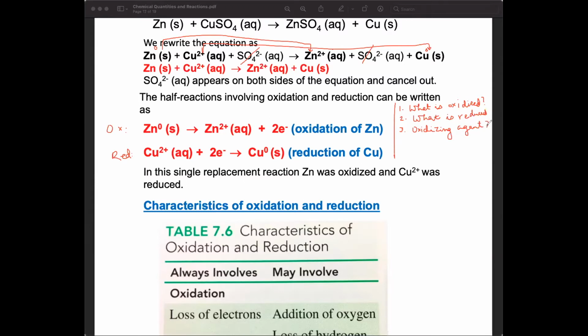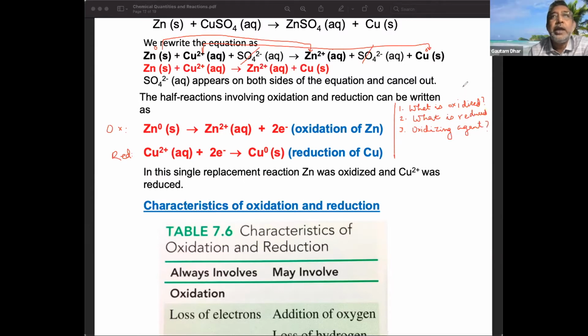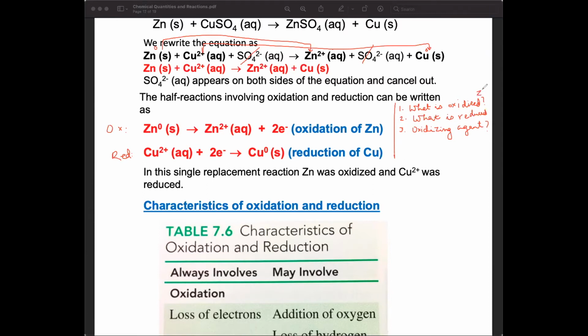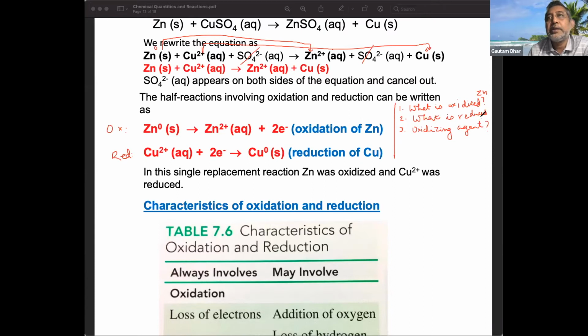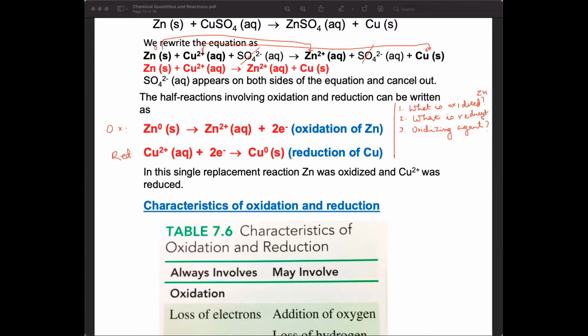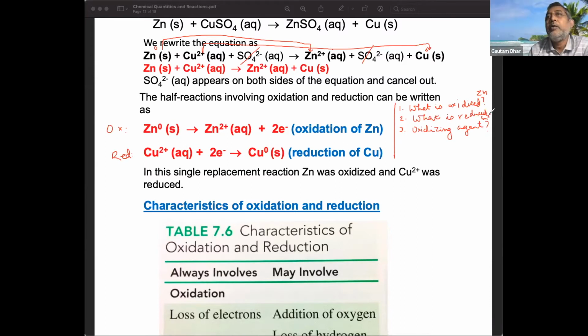So here, what is getting oxidized? In this case, the correct answer is zinc. And what is getting reduced? The correct answer is copper 2 plus. Copper 2 plus is getting reduced. And who is the oxidizing agent? If zinc is getting oxidized, it is done by copper 2 plus.